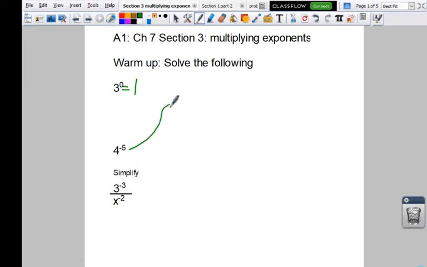Let me put this here where I got a little more space. Got a question, Jared, or are you stretching? No, I'm stretching. Okay. All right.